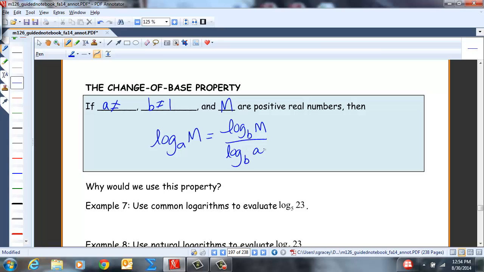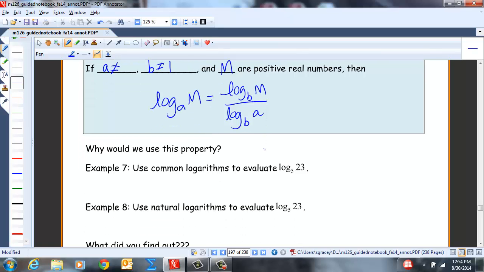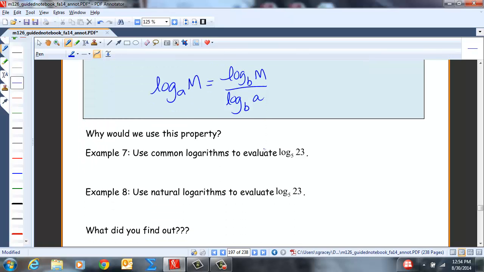Why would we use this property? Do you remember earlier when I said we can't quite check these answers yet because we don't know how to graph logs with bases other than 10 or e? So this is going to allow us to use our graphing calculator to graph these, and also to evaluate them on the calculator, because we only have the natural log key and the common log key. So here we go.